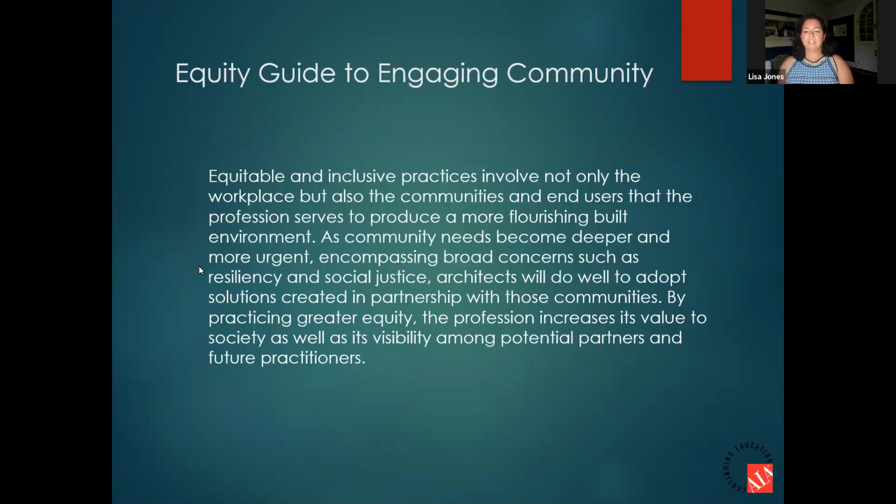The Equity Guide to Engaging Community. So we're going to talk tonight about engaging community on a variety of different levels, but basically it's going beyond your conversation with just your one client or just the one party that you're engaging with.